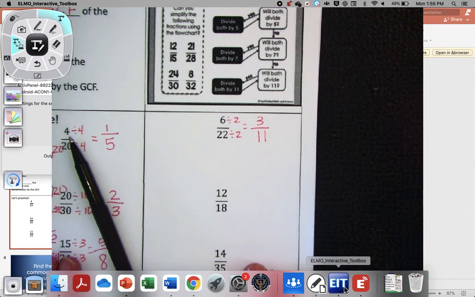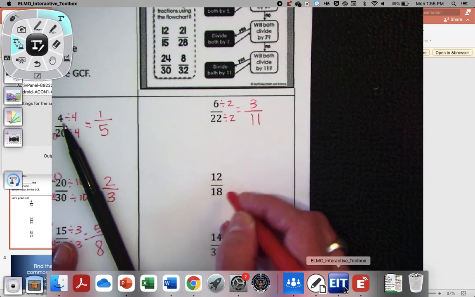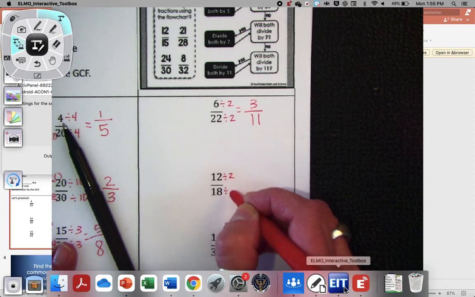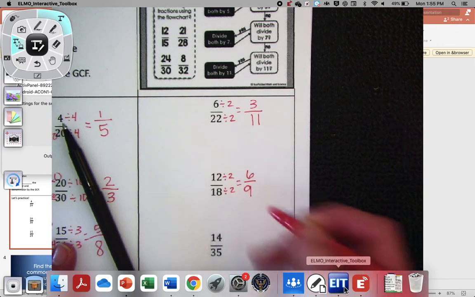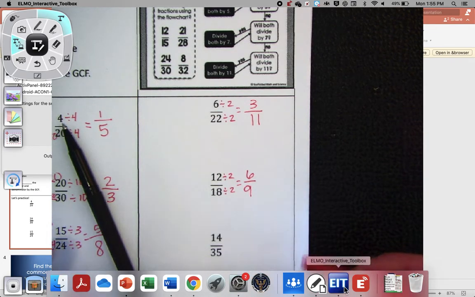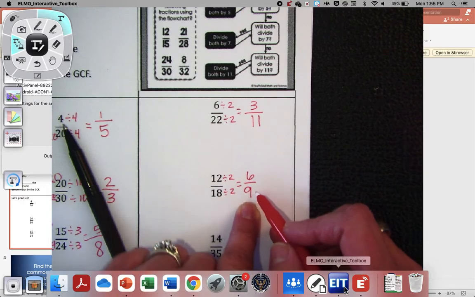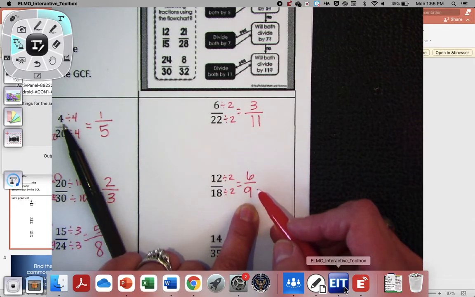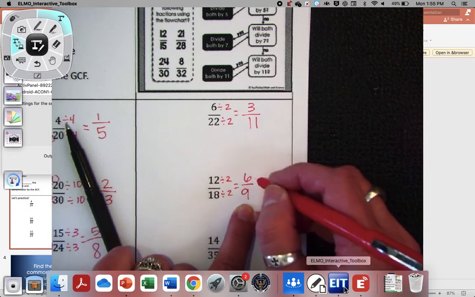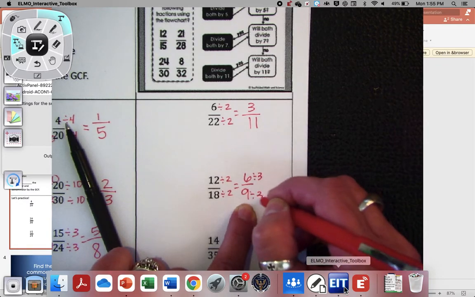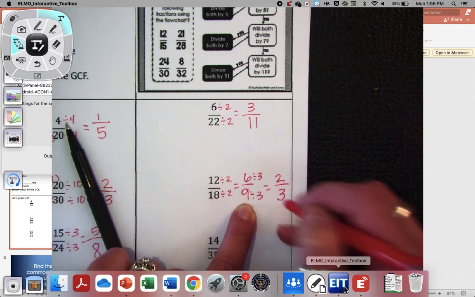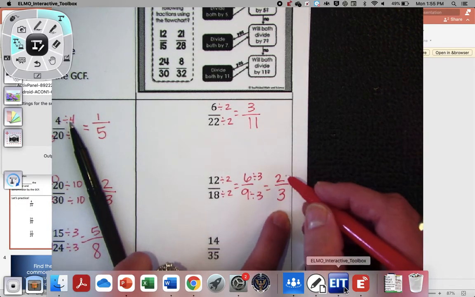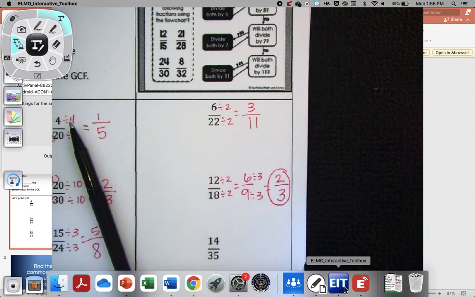Let's look at 12/18. 12 and 18 are even, so I can divide them by 2, and I get 6/9, but I'm not finished. Is this answer even? No. So if the answer was no, it said to try 3. Yes, 3 goes into 6 and 9. My answer here is 2/3. I know that 2/3 is in simplest form because nothing goes into 2 and 3 besides 1.